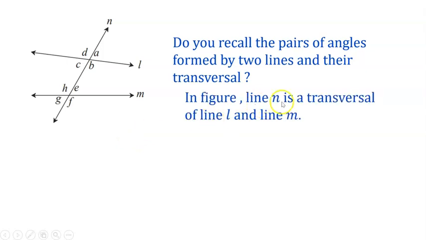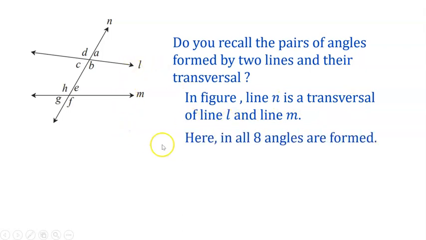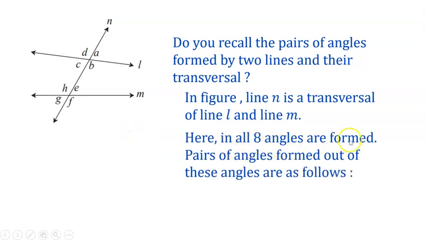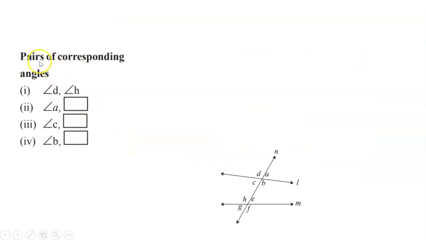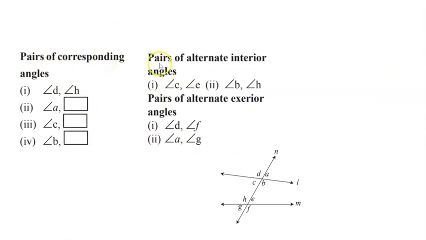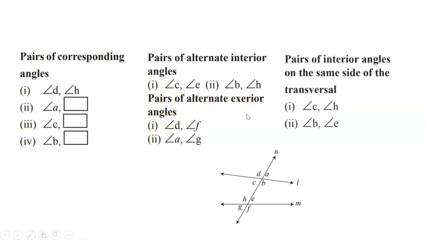In the figure, line N is a transversal of lines L and M. Here, in all, 8 angles are formed. Pairs of angles formed out of these angles are as follows. 8 angles means, these are 4 and these are 4, 4 plus 4 is 8 angles. Now see this here. The pair of corresponding angles. Next, pairs of alternate interior angles. Pairs of alternate exterior angles, and last, pairs of interior angles on the same side of the transversal.